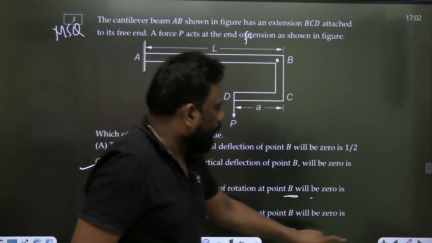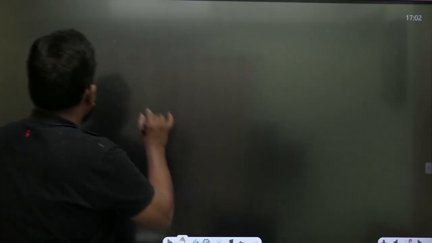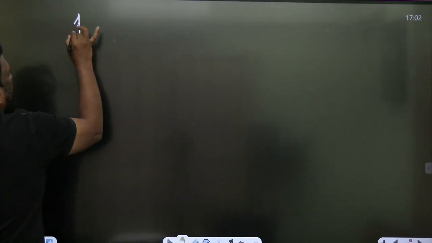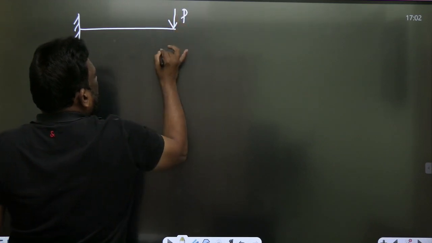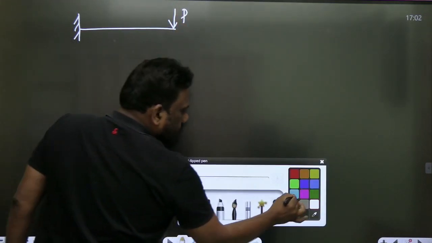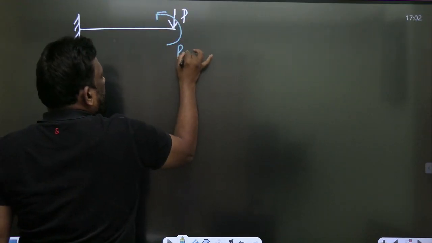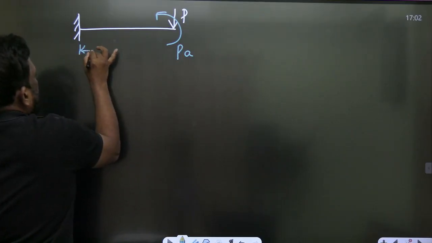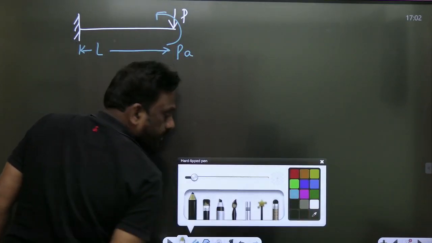Now we'll go to the second case. He is asking when the slope is 0. Again I will take the same setup. There is a downward force P, and there is a moment of PA, and this length is L. Now observe here.